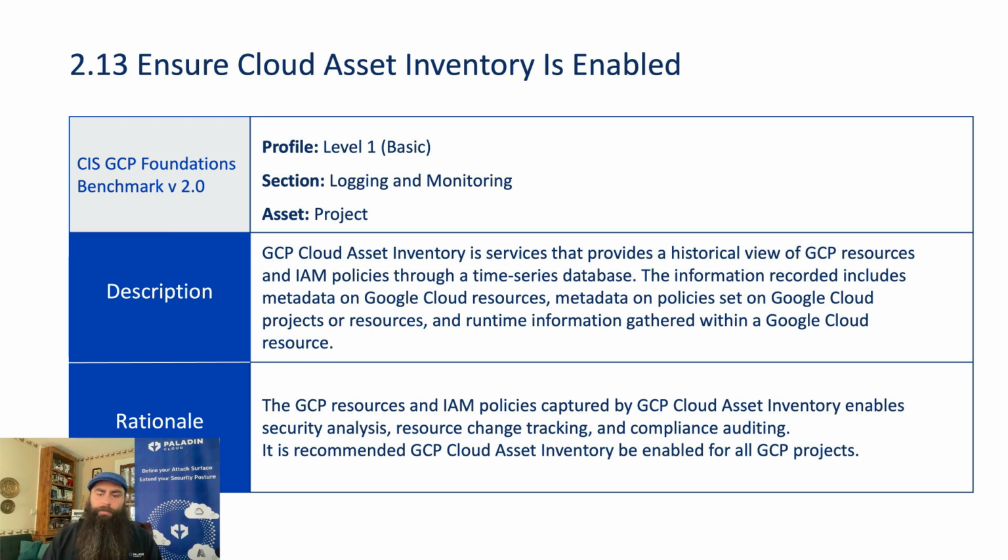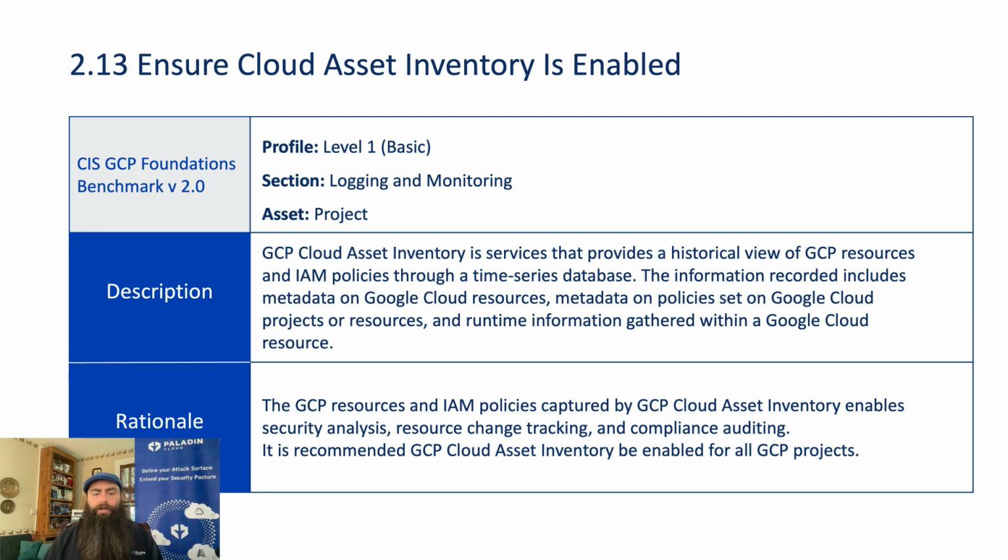The CIS description is: GCP Cloud Asset Inventory is a service that provides a historic view of GCP resources and IAM policies through a time series database. The information recorded includes metadata on Google Cloud resources, metadata on policies set on Google Cloud projects or resources, and runtime information gathered within a Google Cloud resource. So we're making sure that the asset inventory is logging activity.